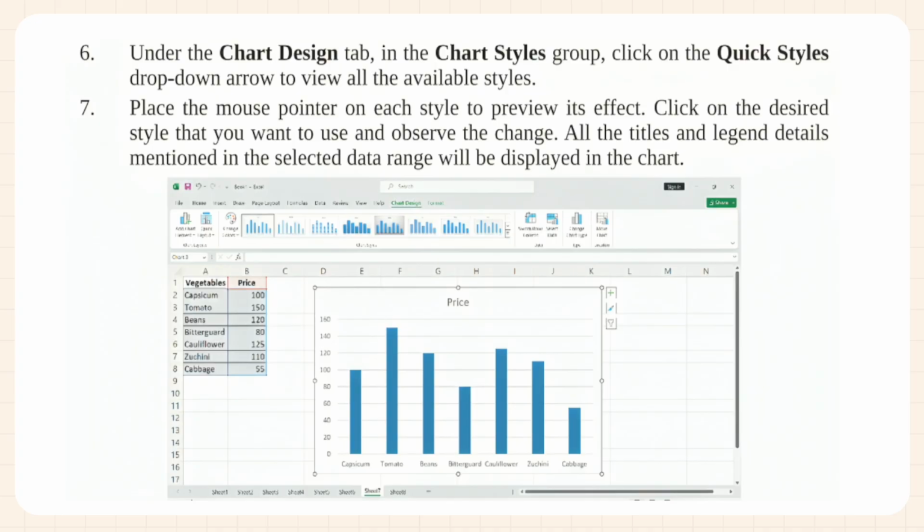6. Under the Chart Design tab, in the Chart Styles group, click on the Quick Styles drop-down arrow to view all the available styles. 7. Place the mouse pointer on each style to preview its effect. Click on the desired style that you want to use and observe the change. All the titles and legend details mentioned in the selected data range will be displayed in the chart.